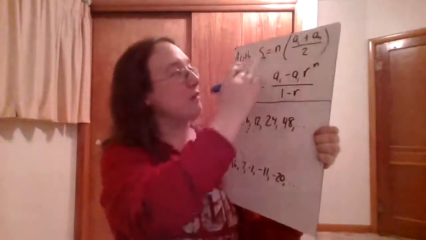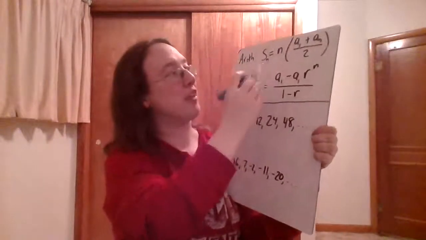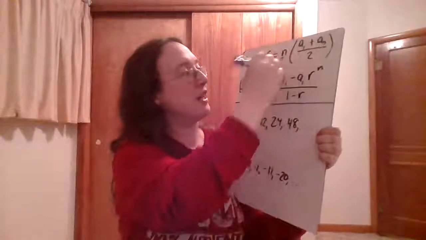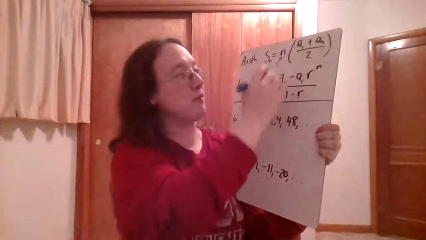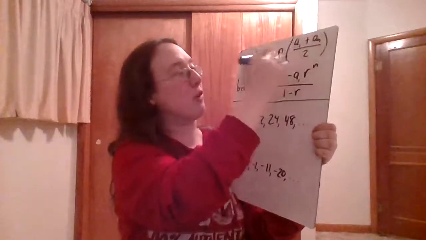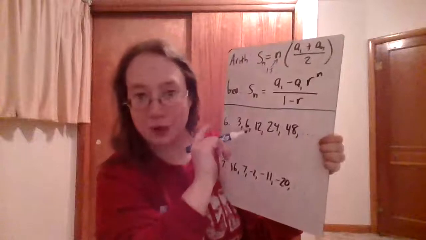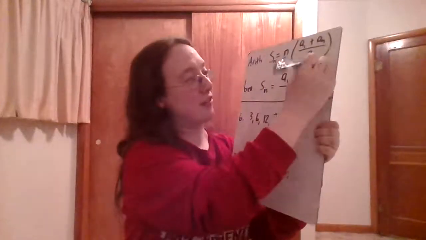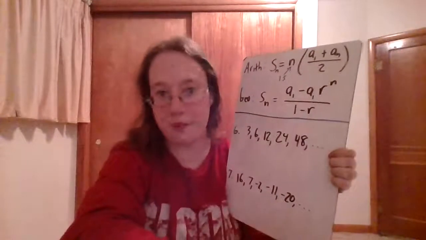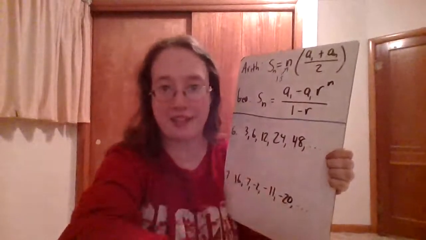So S of n means your sum of your first n terms. N is, again, the number of the thing you want, so that's still going to be a 15. A sub 1 is still your first term. A sub n is the last term that you want. There's our 15th term, which conveniently we already found. And n is the number of the term you want. R is the number you're multiplying by. So most of these variables mean the same thing that they did in the last thing.